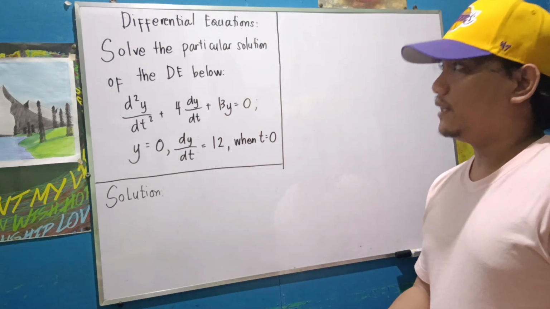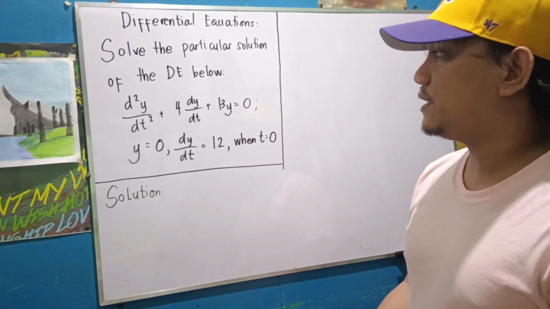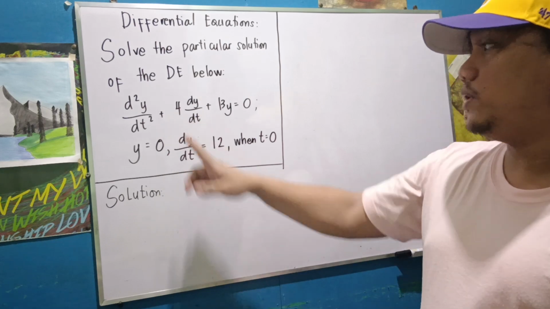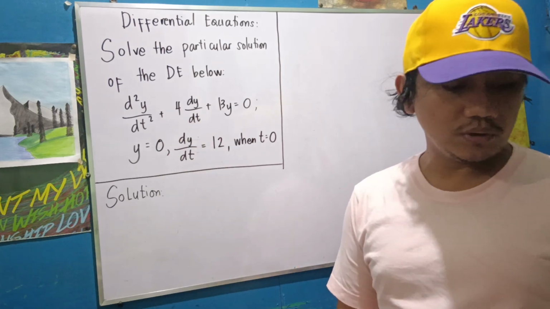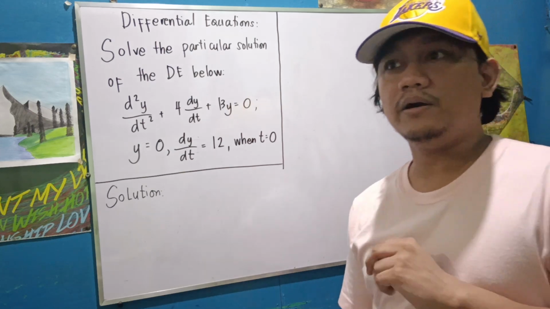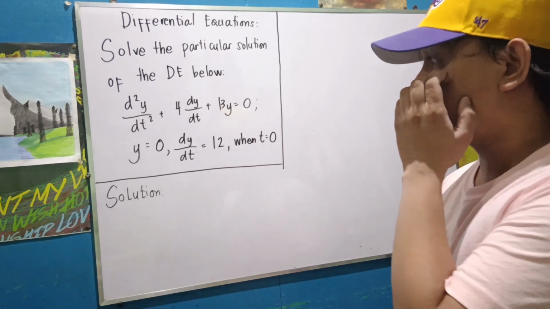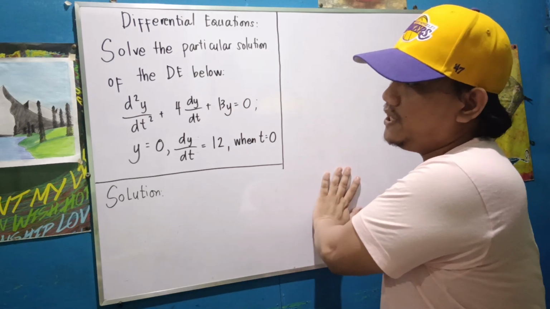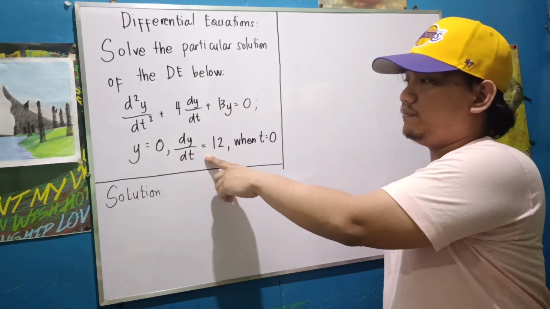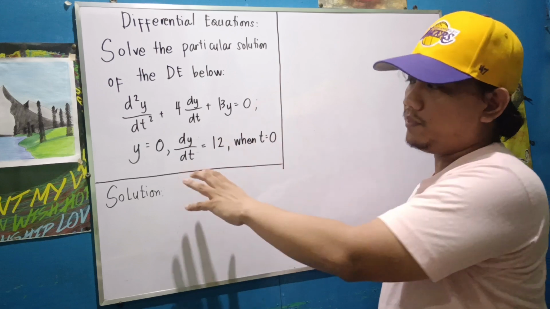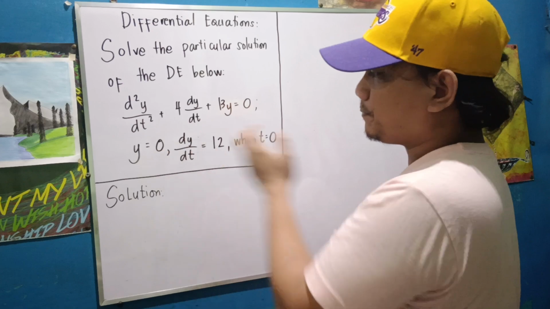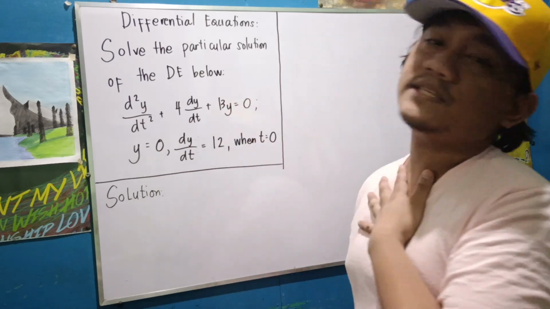So ito yung problem natin. Solve the particular solution of the differential equation below. The second derivative of y with respect to t plus 4 multiplied by the derivative of y with respect to t plus 13y equals 0. So for this case, this is classified under homogeneous linear differential equation. However, there was an initial value given that y equals 0 and dy over dt equals 12. Ang ibig sabihin nito is, kapag yung t natin daw 0, yung y is also equal to 0, and dy over dt is equal to 12.